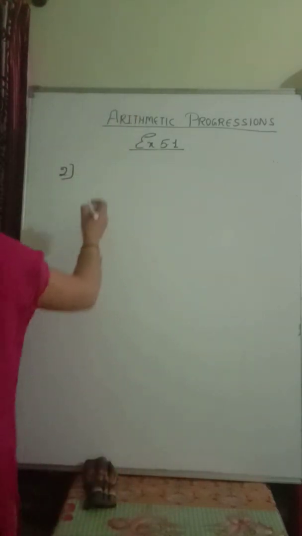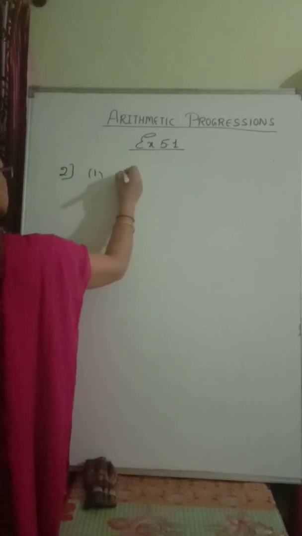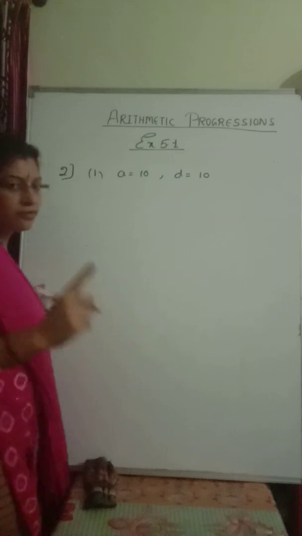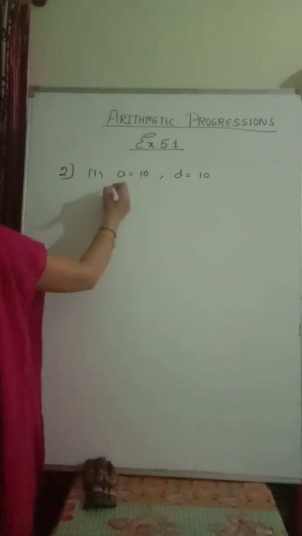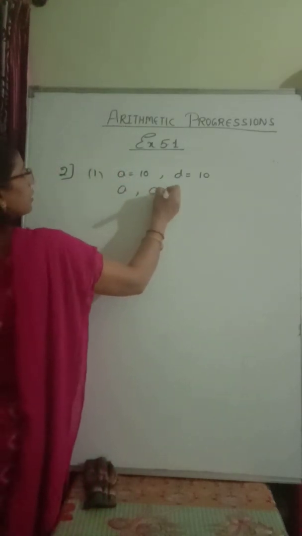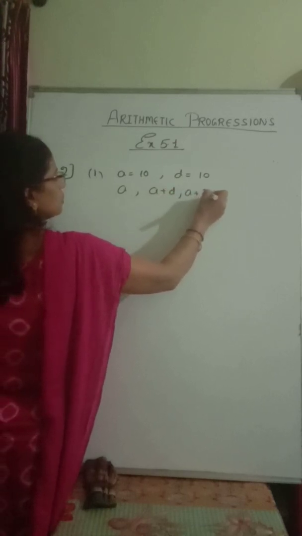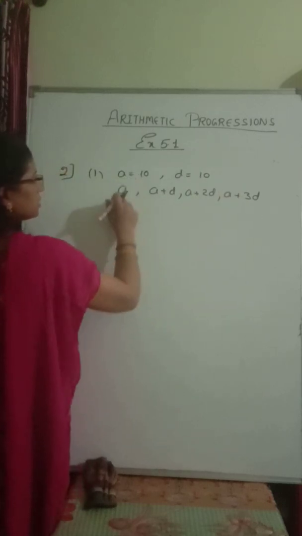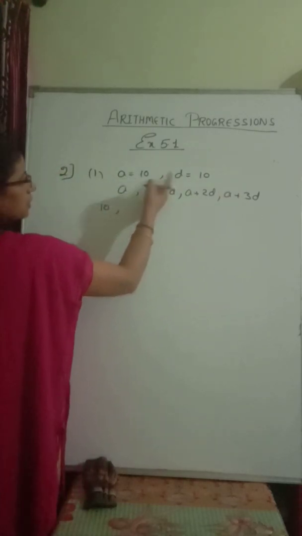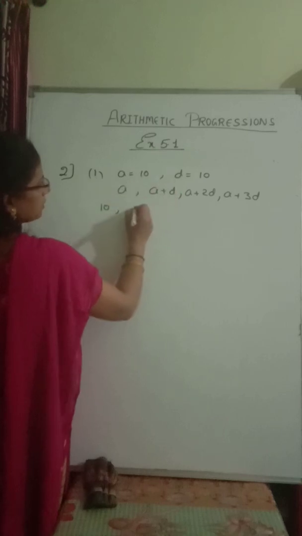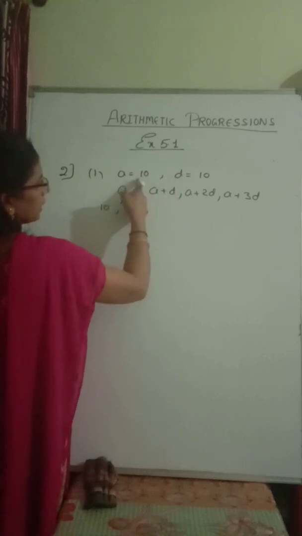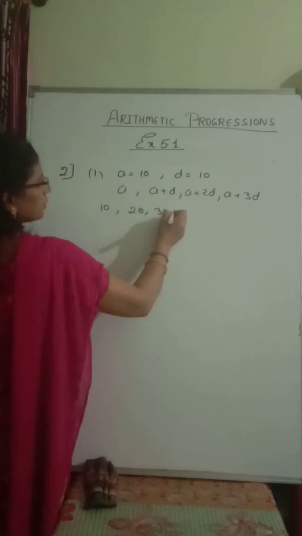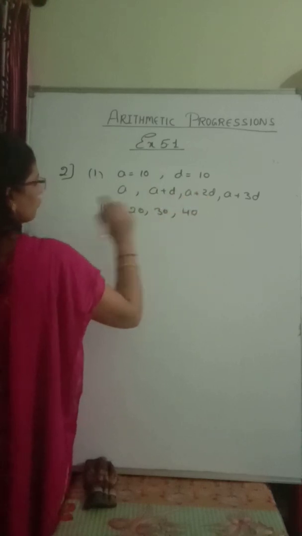You are given the first term. In the first part, A is equal to 10 and D is equal to 10. So you have to write the first 4 terms. Always remember, the first 4 terms of an AP are A, A plus D, A plus 2D, A plus 3D. What is A? 10. A plus D is 10 plus 10, 20. A plus 2D is 10 plus 2 into 10, 30, and then 40. So these are the first 4 terms.